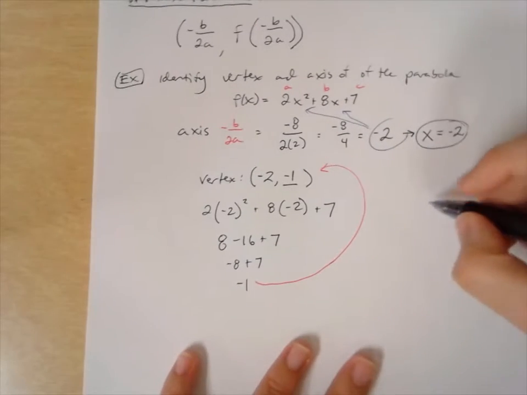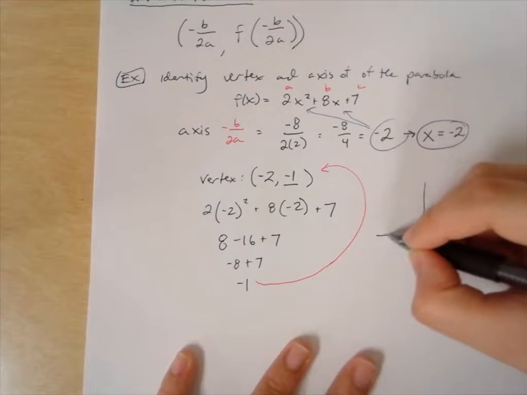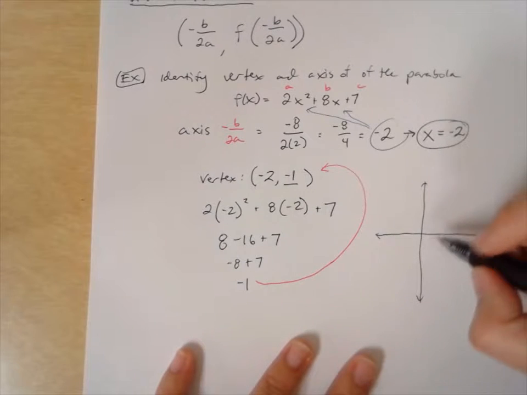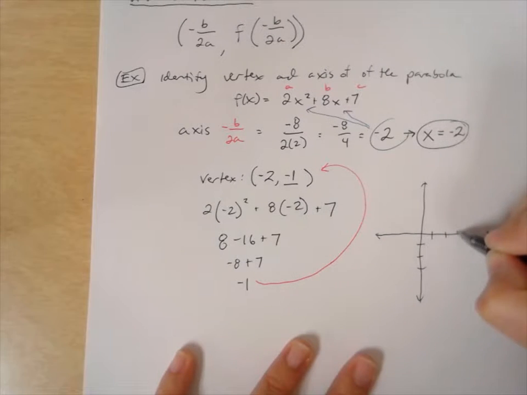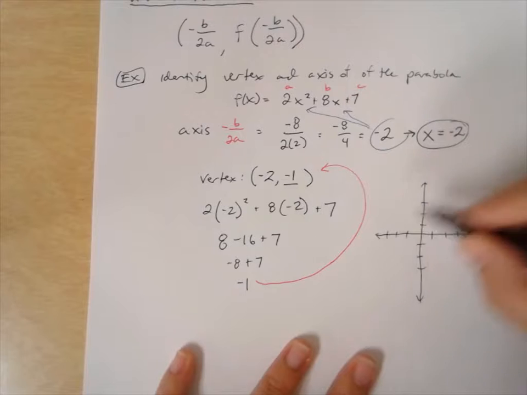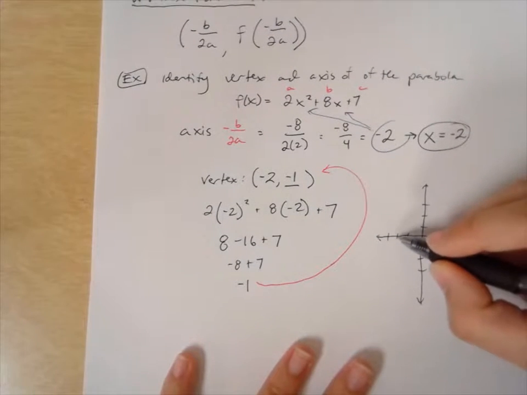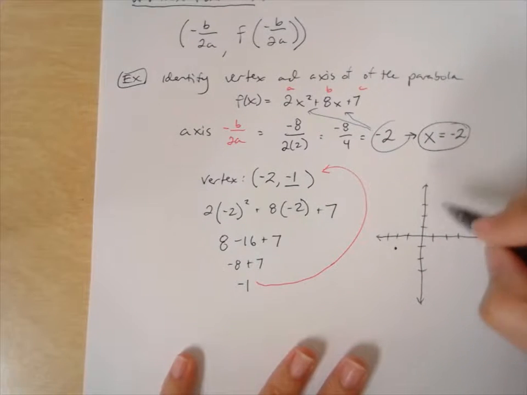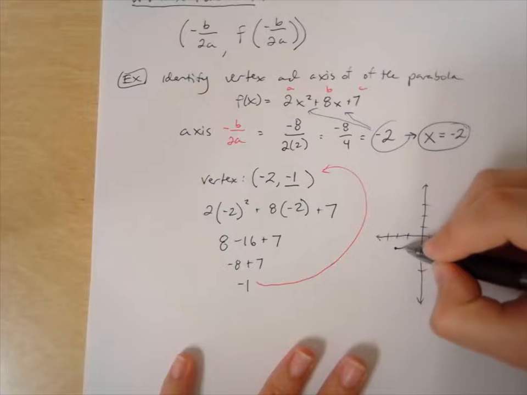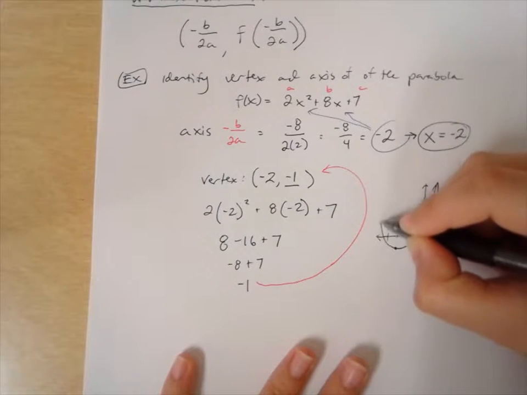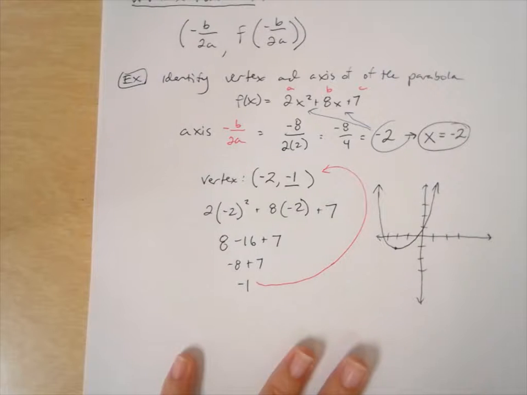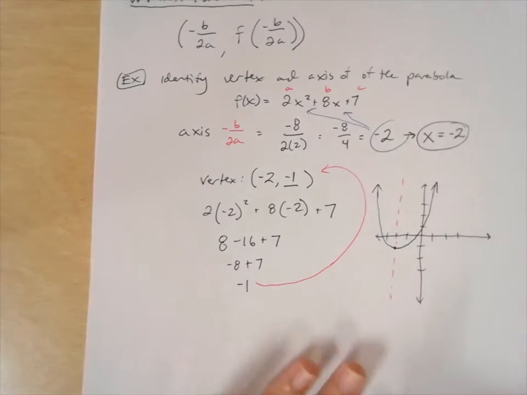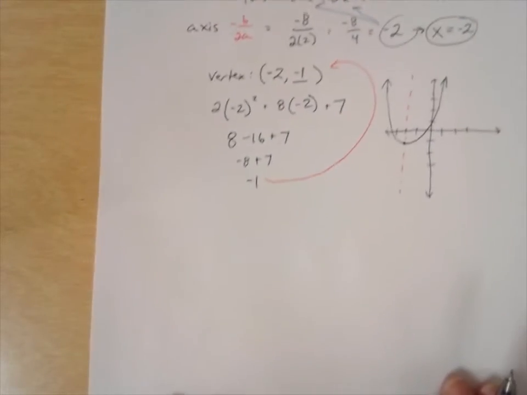Okay, so visually what this would look like. This won't be exactly to scale, but it'd be helpful to see what we're talking about here. If we had a vertex at negative 2, negative 1, and our parabola opened up, then it would look something like this, with our axis occurring at x equals negative 2. So there we are. Moving on.